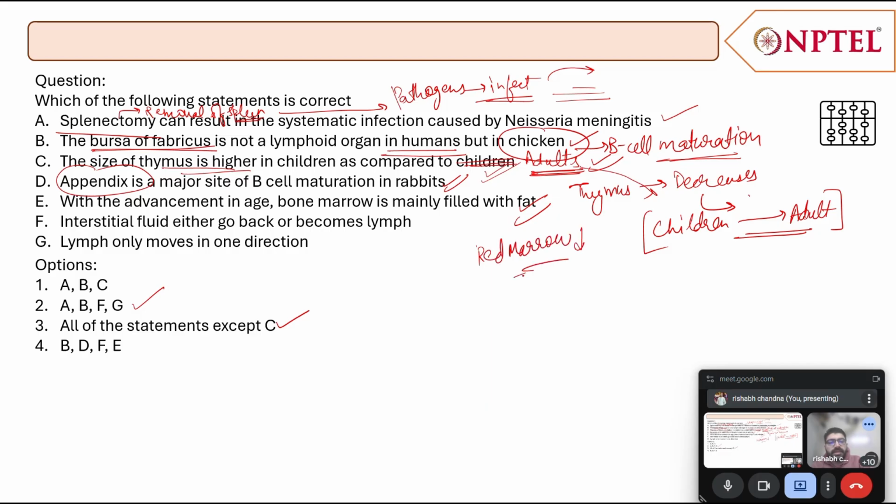Then, interstitial fluid either goes back or becomes lymph. Yes, this is also correct. Just now we've seen in the lymphatic system, the interstitial fluid has two options. When it separates from the blood in the capillaries, either it goes back to the capillaries or it becomes lymph and enters the lymphatic system.